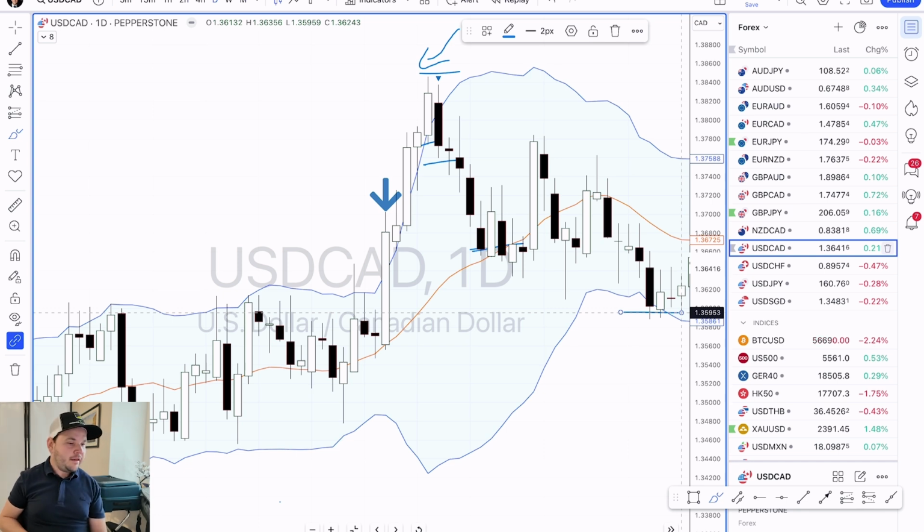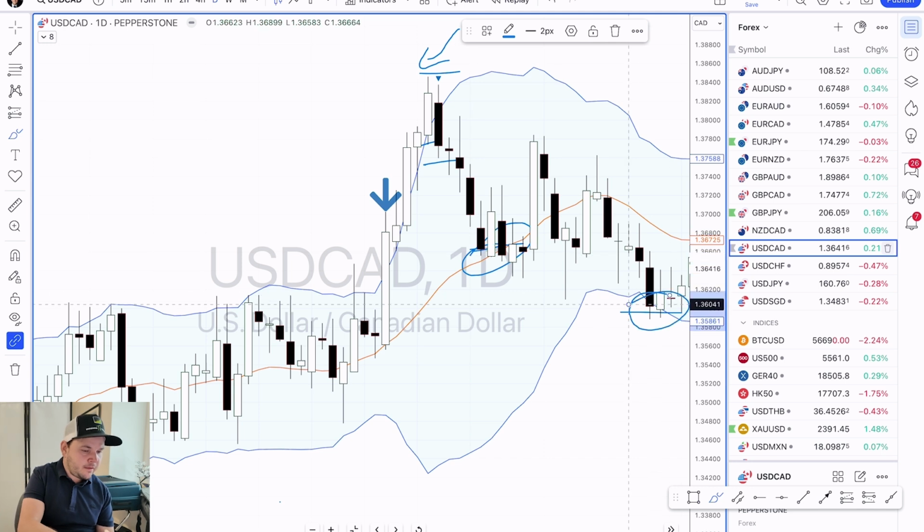I know that for me, a 1-to-1 and a 2-to-1 target works best, especially on these higher time frames, but you can do whatever you want. These are logical places to exit. I'm just using targets that are more fixed and that I've tested to be the best.